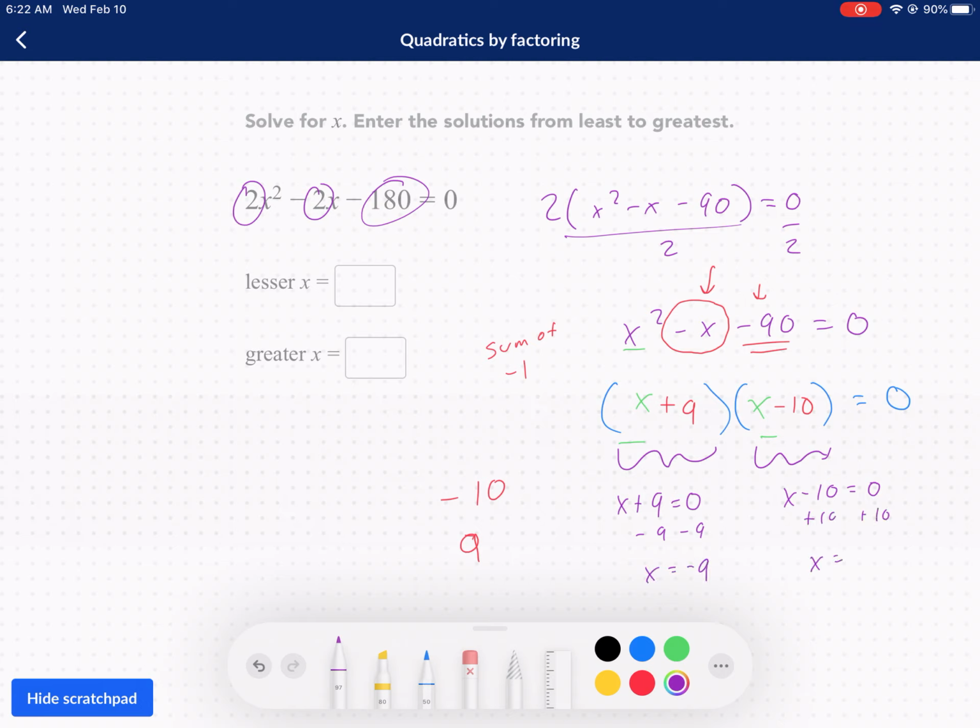x equals 10. Okay, now, once you get good at this, you can just think, okay, what's the opposite of positive 9? Negative 9. That will make it go to 0. What's the opposite of negative 10? Positive 10. That will make that go to 0. When you get coefficients of x, it makes it a little bit more difficult, so just keep that in mind.